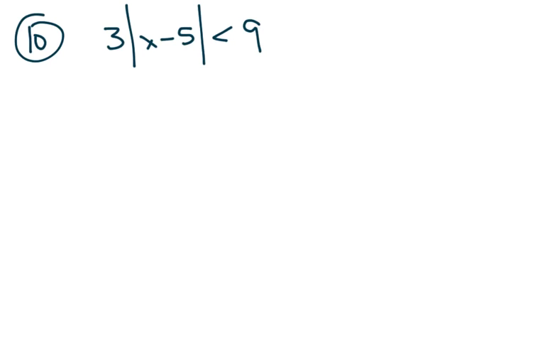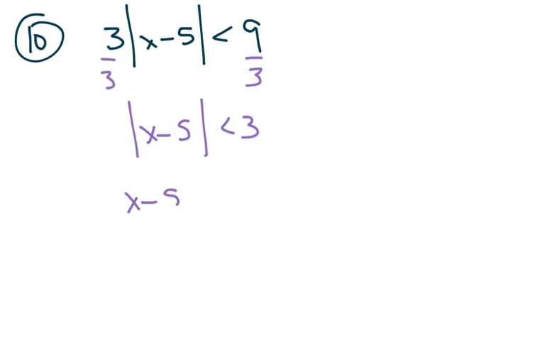When solving an absolute value inequality, make sure that the absolute value is isolated before you set up your 2 inequalities. Since there's a 3 in front and it's being multiplied, we're going to get rid of it first by dividing. Now we're ready to set up our 2 inequalities.